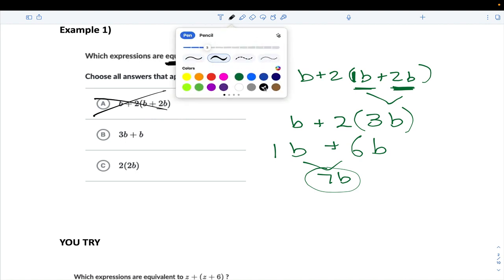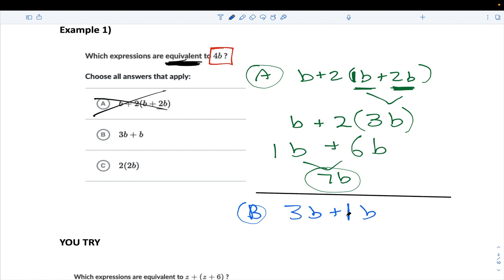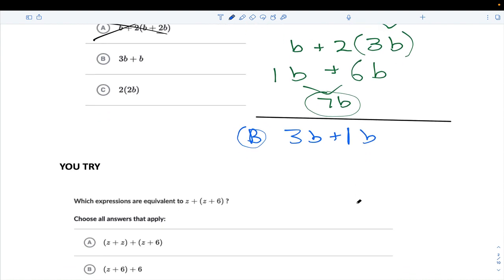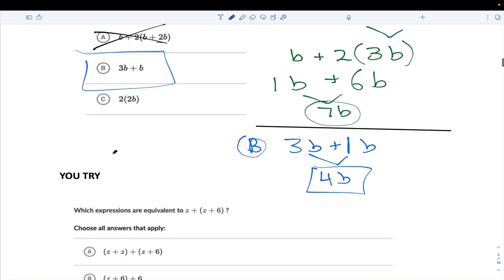Let's go down to b and draw a line, separate it. We're going to test out the answer b. B said 3b plus b, just one of them. You can put a 1 in there, and what would 3b plus 1b be, Riley? It's 4b, and that does work. 4b was equivalent to 4b. That's the one you're looking for. Circle it. But because there could be more than one answer, you can't just stop at B and say, yep, moving on. You got to test all of these.